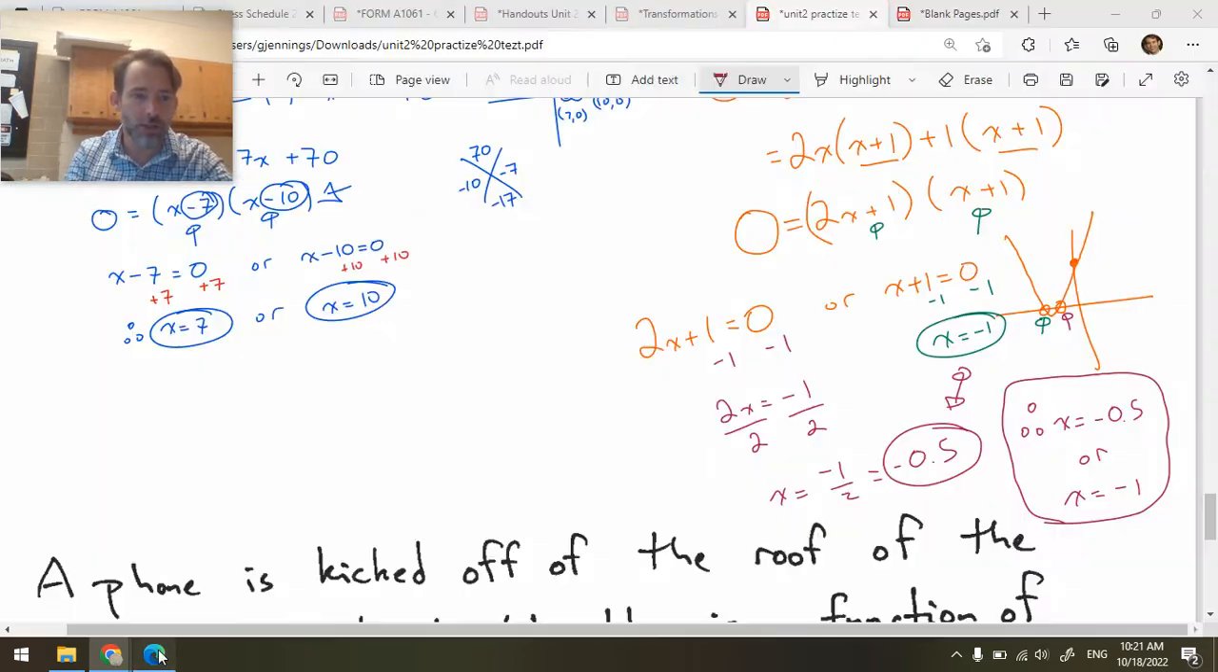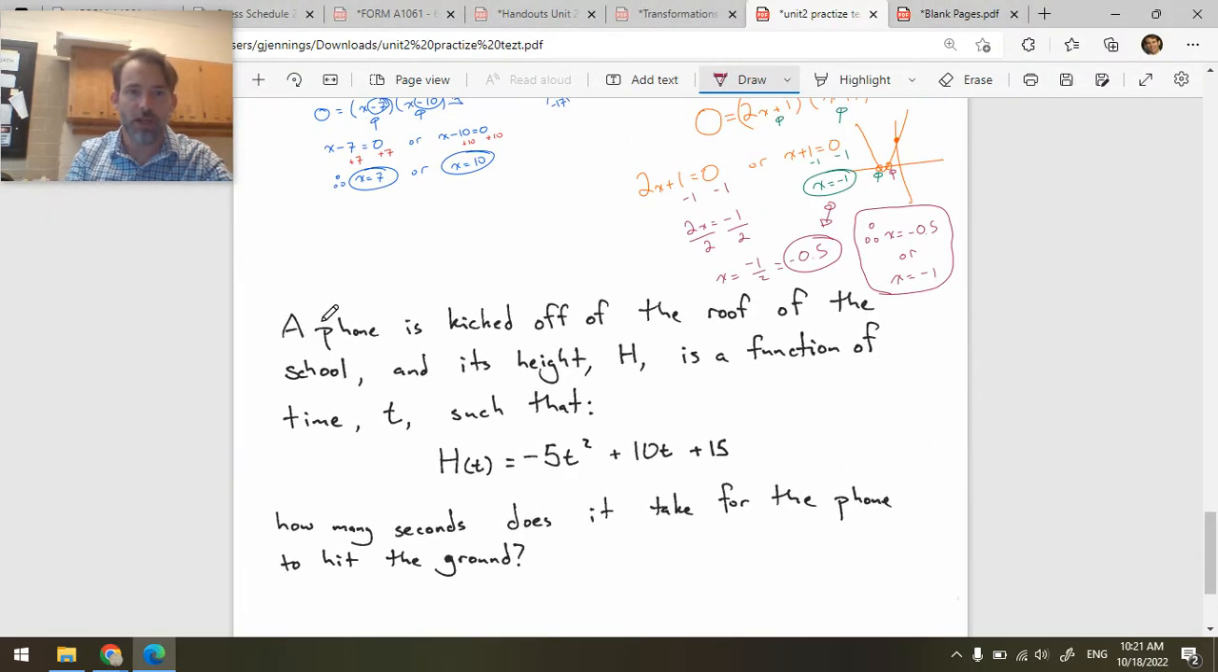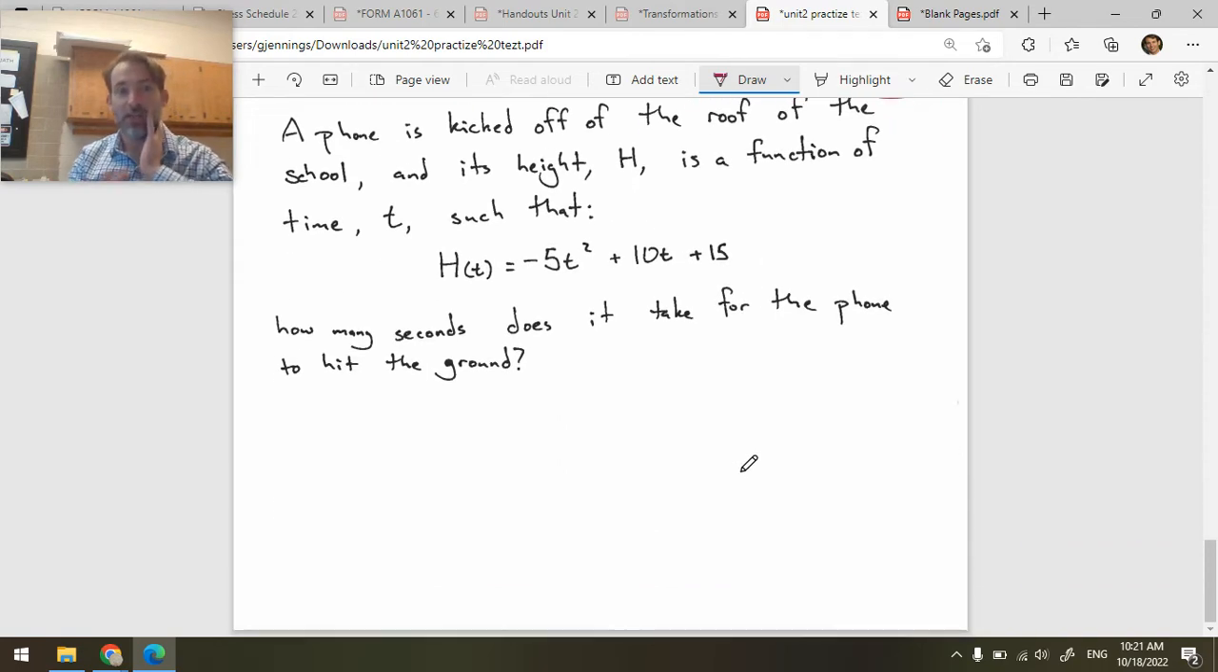You're interested in how we solve these types of word problems, all right? First, imagine a phone is kicked off the roof of the school. Whee! And its height h is a function of time t, such that h of t is equal to negative 5t squared plus 10t plus 15. All right. And then the second step is to draw a picture.